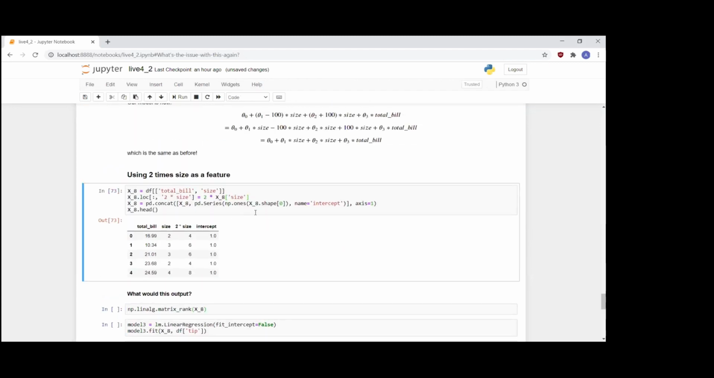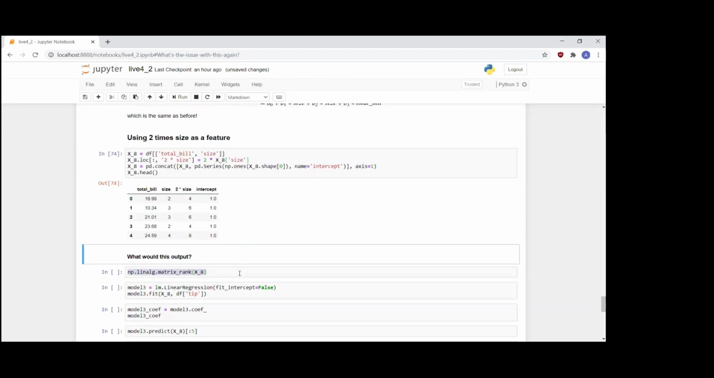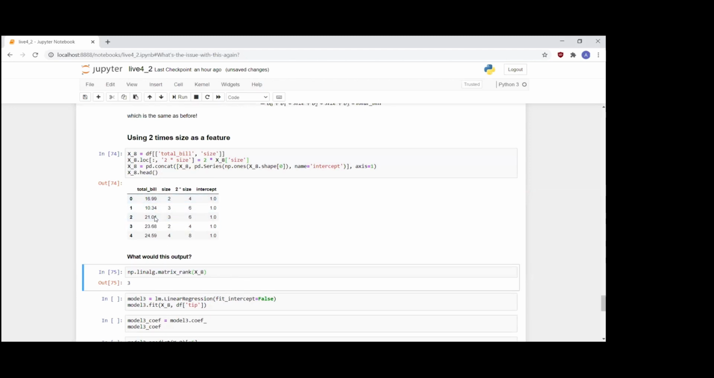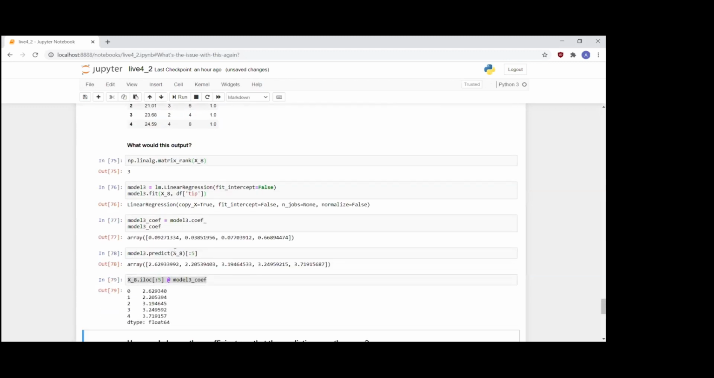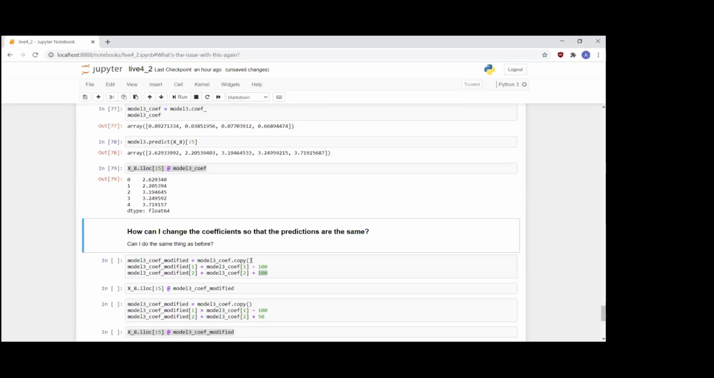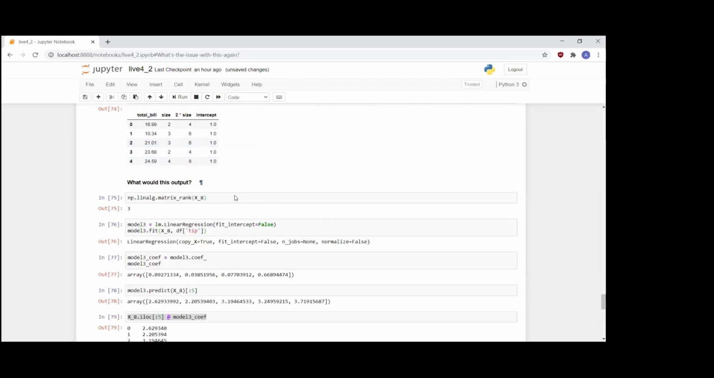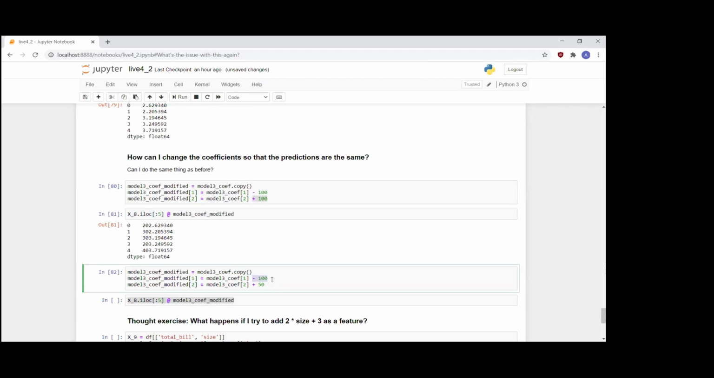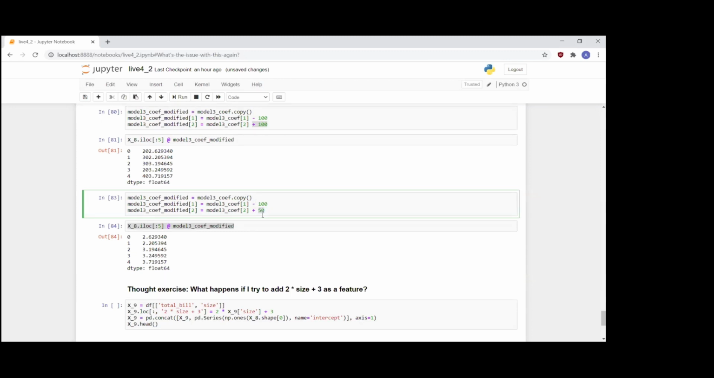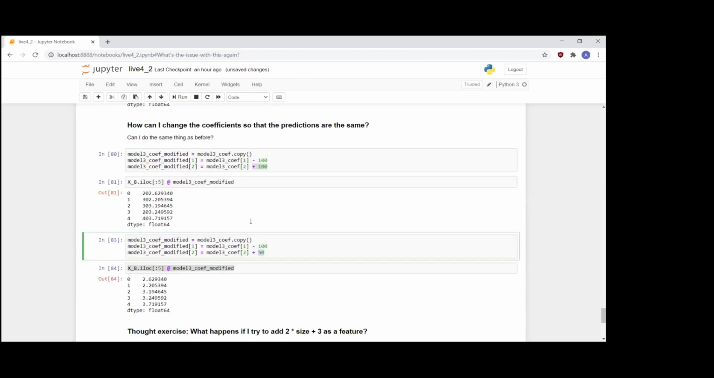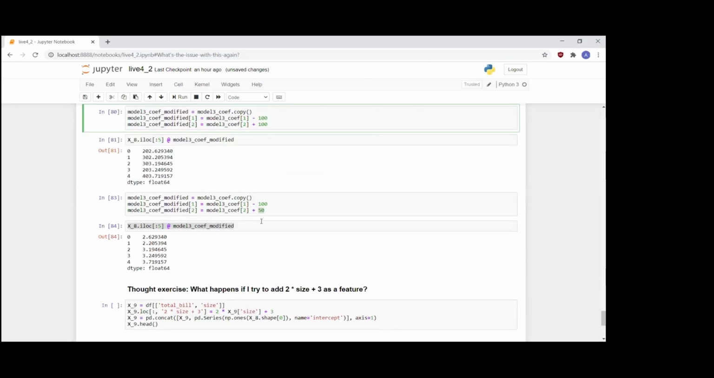So I can also add 2 times size as a feature. The rank would still be 3 because I can just take this column, multiply by 2, and get this. Likewise, I can do the same thing, but I can't just subtract 100 and add 100 because I have 2 times size now. So I have to subtract 100 and add 50 instead. You can play around with the math, but it's because I have 2 times size. I need this weight I'm adding to be half the size of this weight. And that'll give me the same predictions as before.